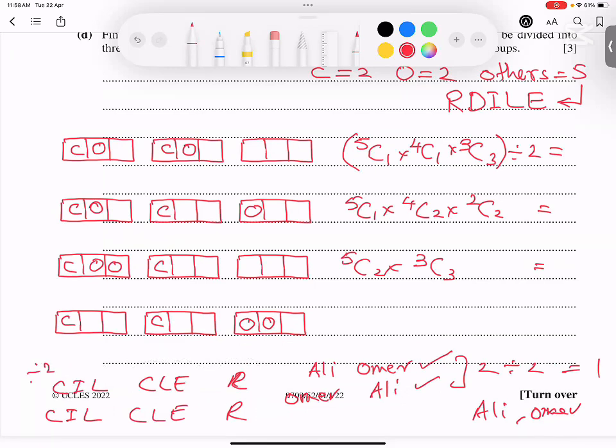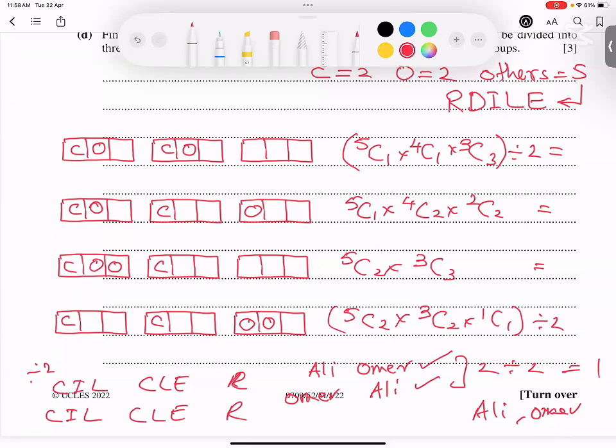So it means from 5, we need 2 here. So 5C2 into, and now out of 5, 2 are gone, 3 left, so 3C2, and 1 left, 1C1. And this answer, students, we have to divide by 2. The logic is very clear.